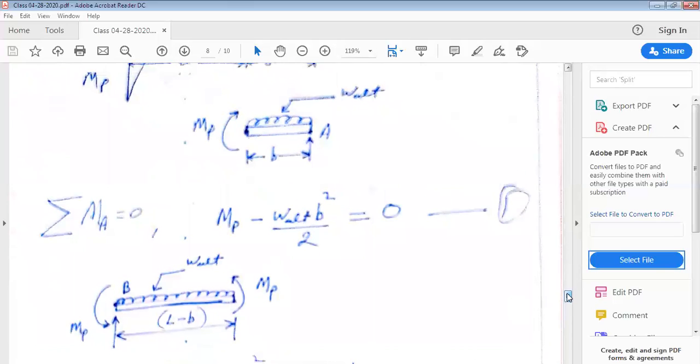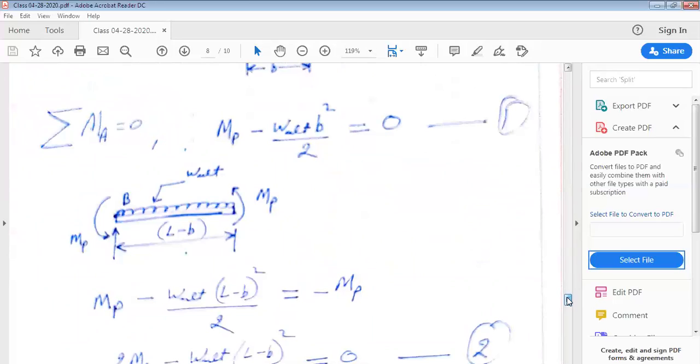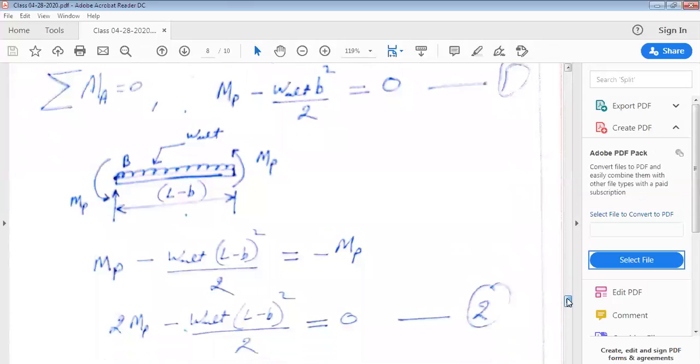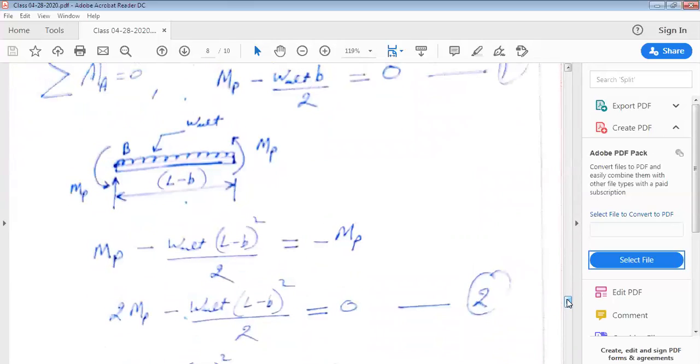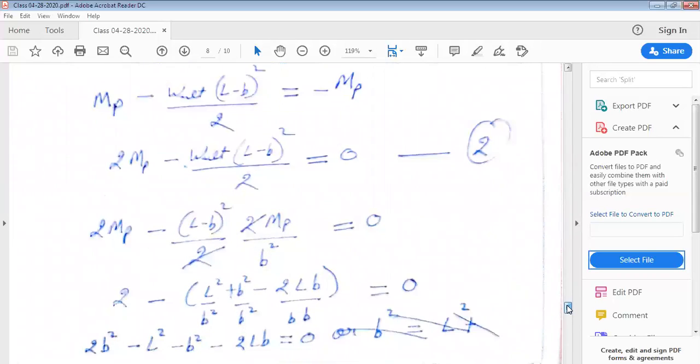So this is that part, and here again on the left hand the bending moment is MP, and on the right hand again the bending moment is MP, and this is experiencing a uniformly distributed load of WULT, which is the plastic limit load, and the length of this particular part of the beam would be L minus B. Again, we can write for this beam MP minus WULT (L minus B) whole square divided by 2 equal to minus MP.